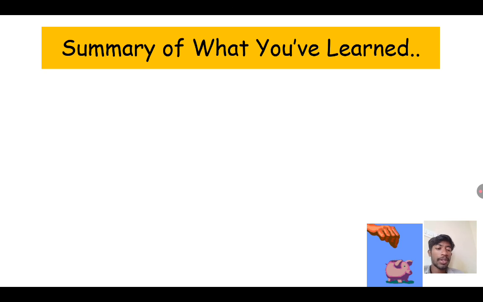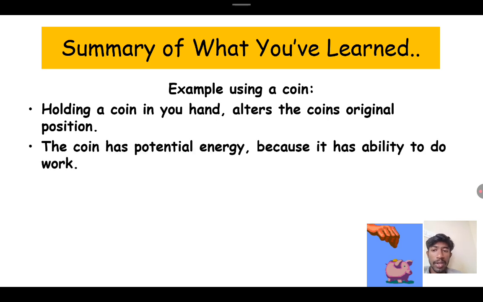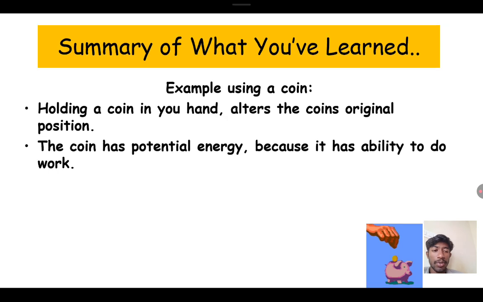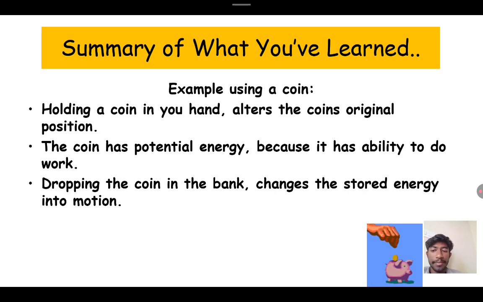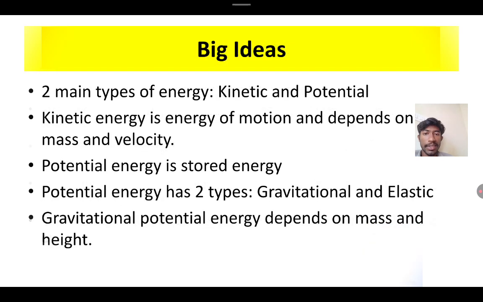So we'll just discuss what we have learned with the theory of a coin. Example using a coin. See, holding a coin in your hand alters the coin's original position. The coin has potential energy because it has the ability to do work. Dropping the coin in the bank changes the stored energy into motion. So this transfers the energy from potential energy to kinetic energy.